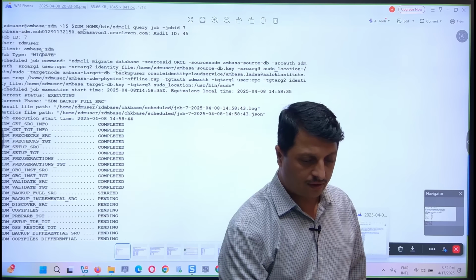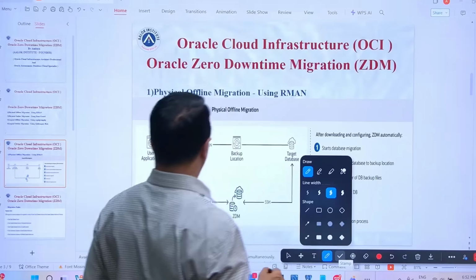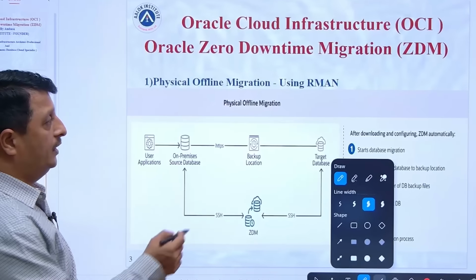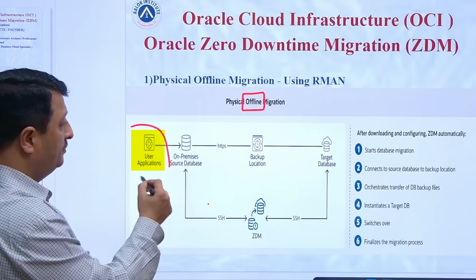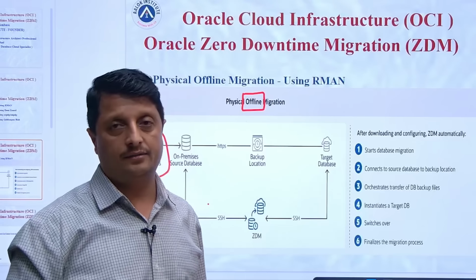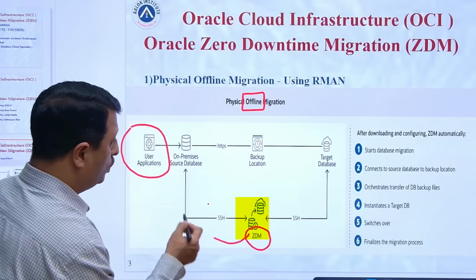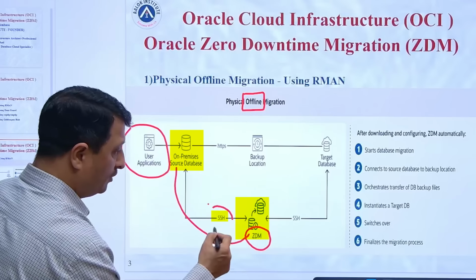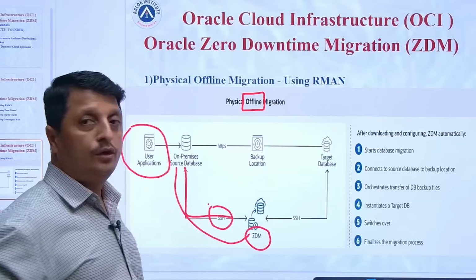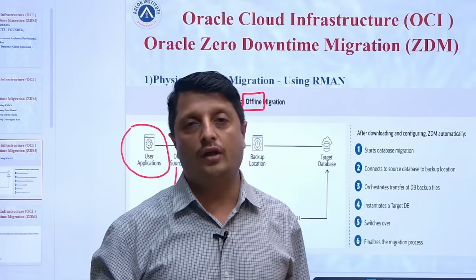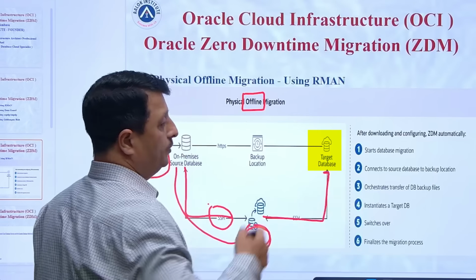Back to this architecture part here. While migrating, since it is offline, we expect that the application should be down, which is why it's called offline migration. Now we are saying that ZDM needs to connect to my source using SSH, secure shell. While connecting, you have to give some keys or do the passwordless configuration. The same way, you have to do it for ZDM to your target database.